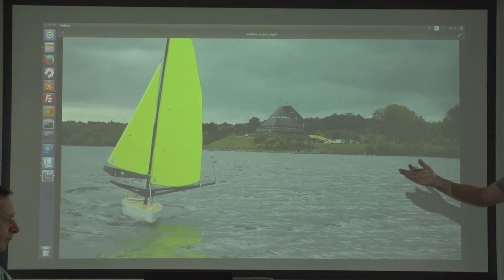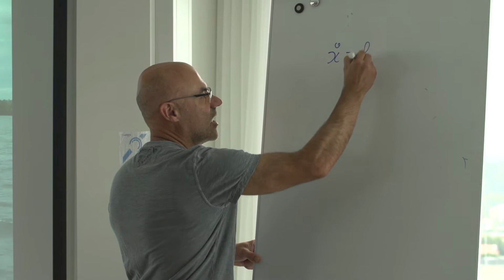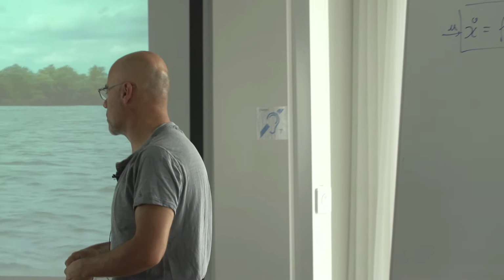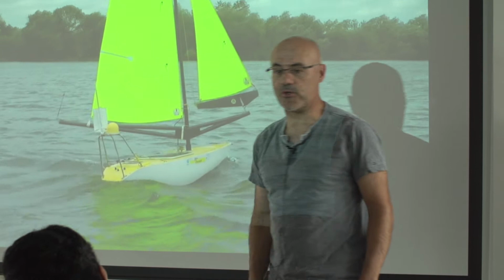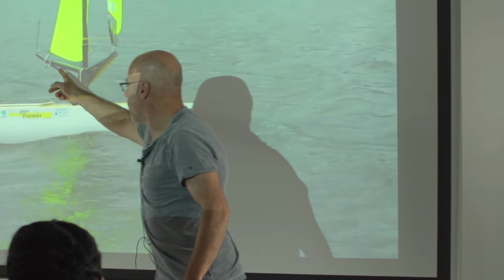You have the mechanical part, and the mechanical part, from a mathematical point of view, can be described by something like x dot equals f of x and u. u is an input, x is a state. So the state corresponds to the position of the robot, to the angle of the sails, to the angle of the rudder, and so on. The input corresponds to the control. So it corresponds to the rudder or to the tuning of this rope, the main sheet.